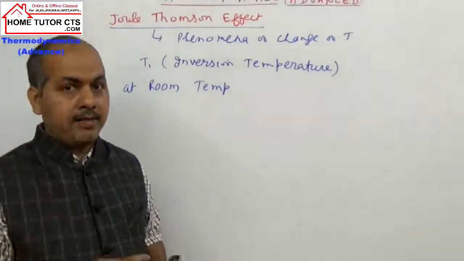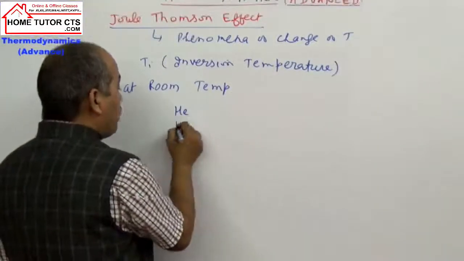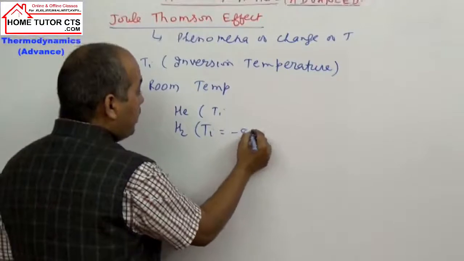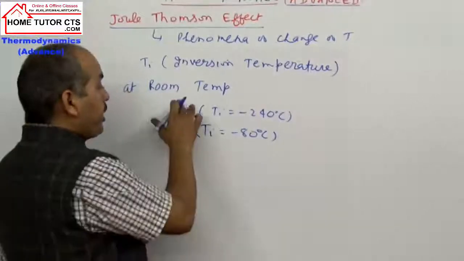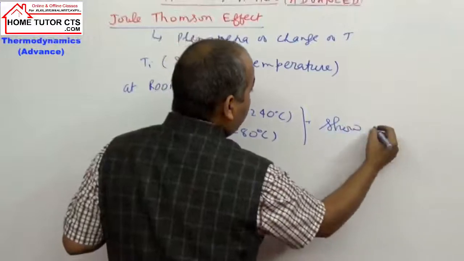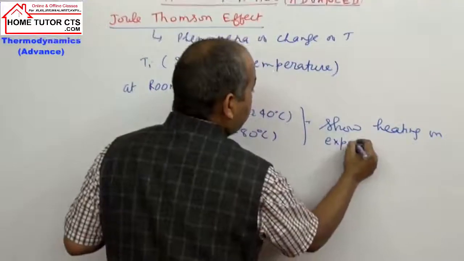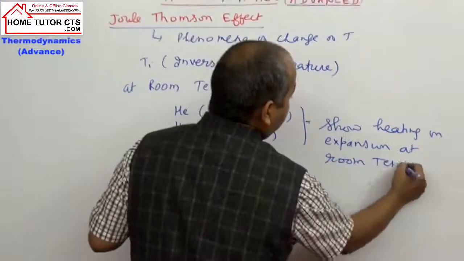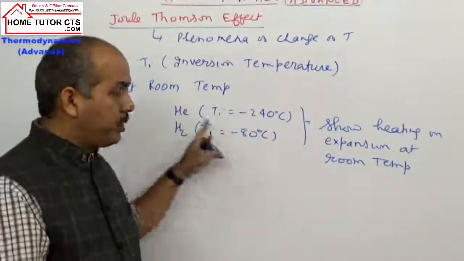Now there are some gases. We can take two gases. One is helium and the second is hydrogen. These two gases have a value of Ti of minus 80 degrees Celsius for hydrogen and minus 240 degrees Celsius for helium. They show heating on expansion at room temperature. I hope it is clear.